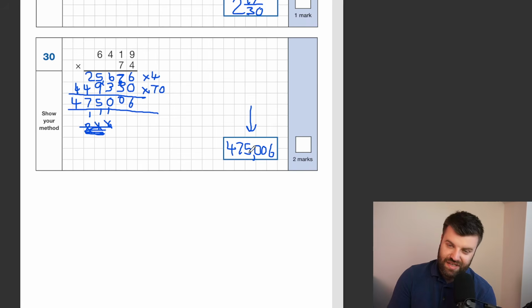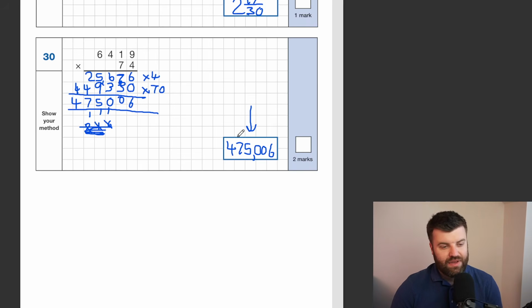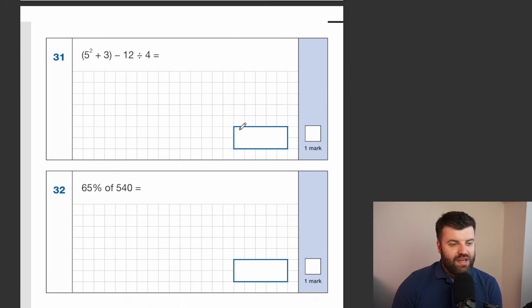If you're going to put commas into your answers here, make sure they do not look like decimals, because if it looks like a decimal, it will be marked incorrectly, because that's a completely different number then. Question 31, BIDMAS, order of operations.